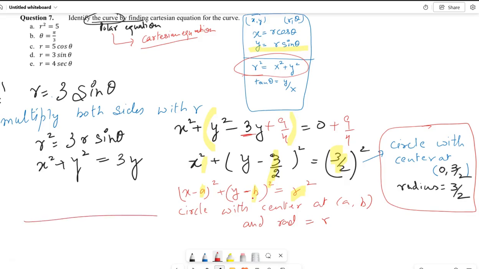If they ask you to draw it, you can draw it on a graphical grid. This is x-axis and y-axis. We have center at 0, 3 by 2. Let's say this is 1, this is 2. 0, 3 by 2 would be somewhere here. That's my center. And the radius is 3 by 2. So that much is the radius. This is my circle touching origin and center at 0, 3 by 2.